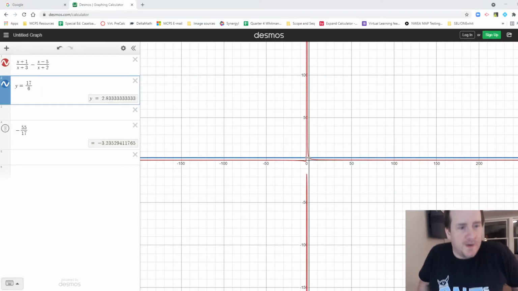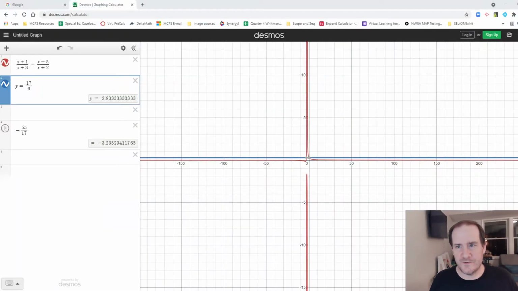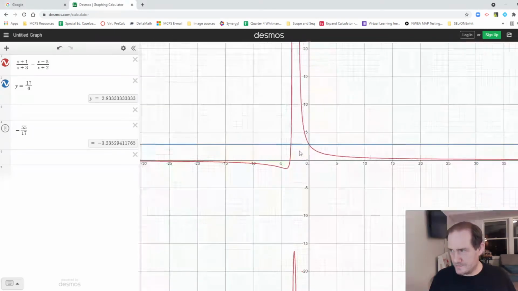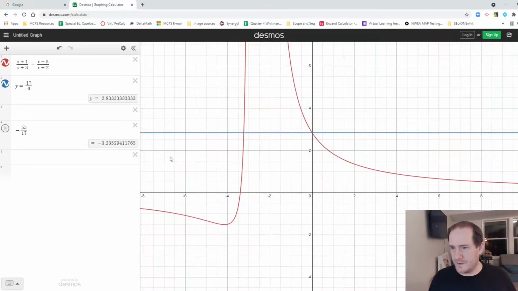Okay. So here this is again. You can see I've graphed the left side of the equation. We're setting it equal to the right side of the equation, which is just a constant, so it's just a horizontal line. But you can see the only 2 points of intersection are right there. And I don't know what 55/17 is, so you can just type that in.